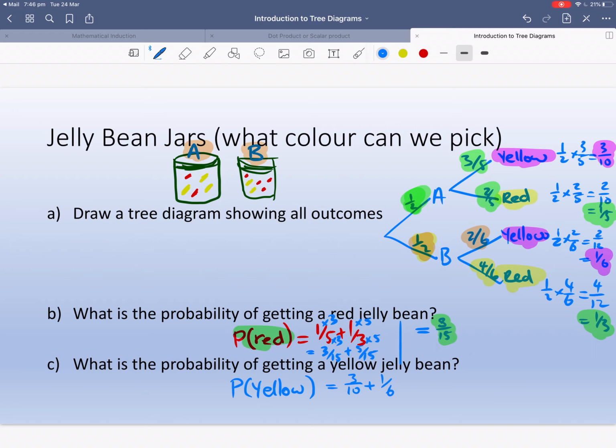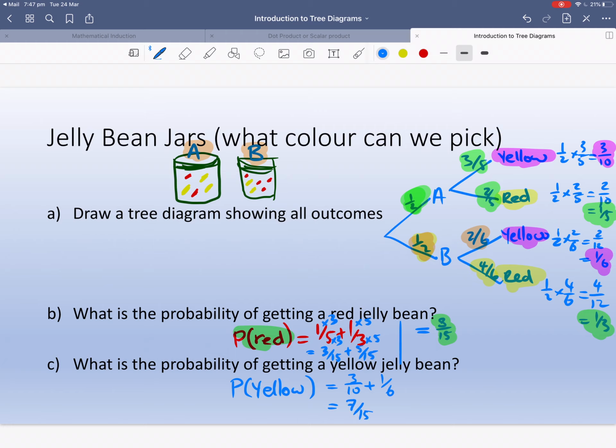I'm struggling here. Okay, so I've got it up on my screen now. You can't see it. So it's 3 over 10 plus 1 over 6, and we get an answer as 7 over 15.